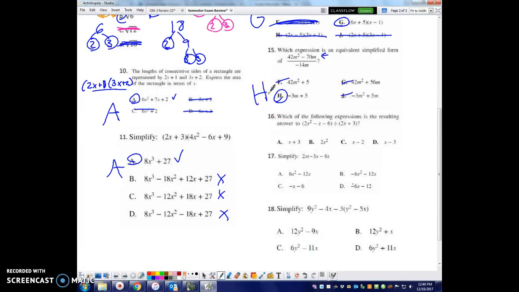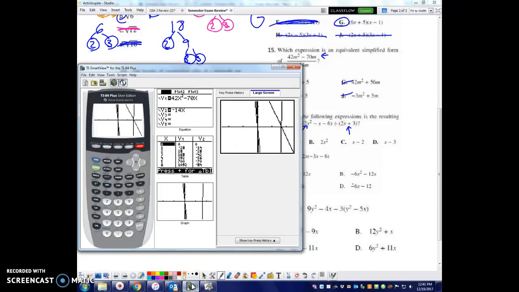Okay, number 16. We're doing the same thing. So we type this one into y1, it's dividing. So this is into y2. It's the same thing. So here we go. Let me clear these. All right. So 2x squared minus x minus 6. And in y2, we have 2x plus 3.